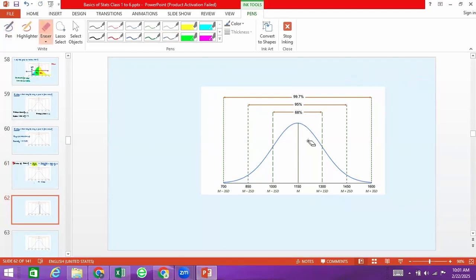Let's say I'm assuming somewhere here will be 900. I want you to calculate what percentage of data points will be less than 900. That is this shaded region. I will be back in a minute. Meanwhile, you guys calculate this.